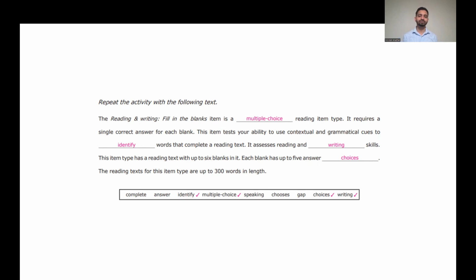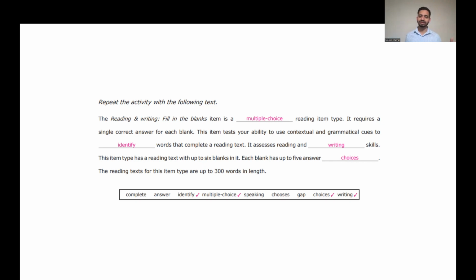This item tests your ability to use contextual and grammatical cues. Again, these two things are tested again and again. I will keep telling you that it's testing your grammatical skills to identify what kind of word you need, and it's also testing your contextual skills. Can you understand the context as well to identify words that complete a reading text?